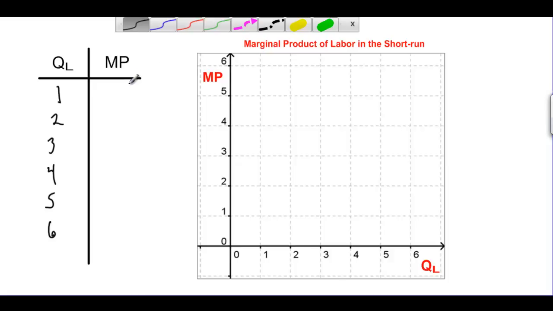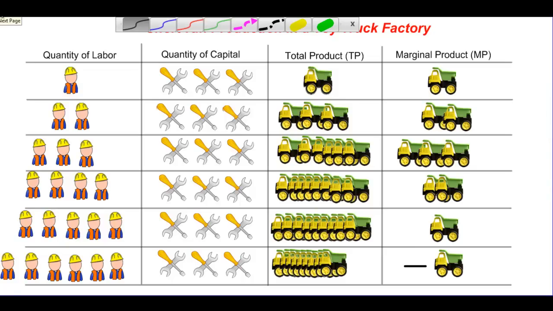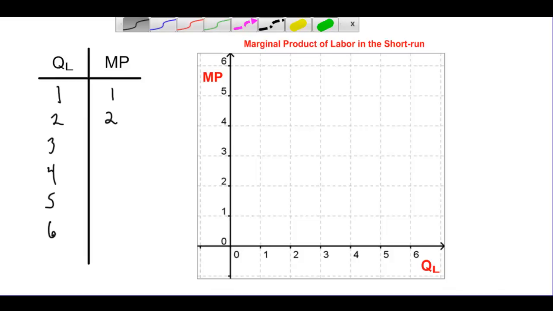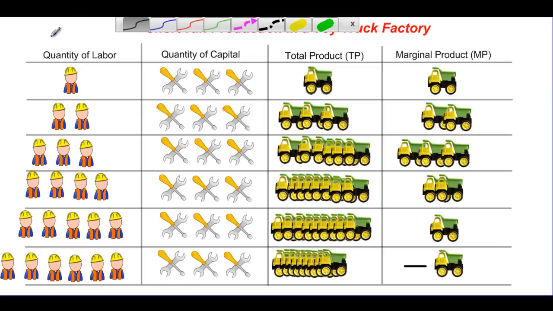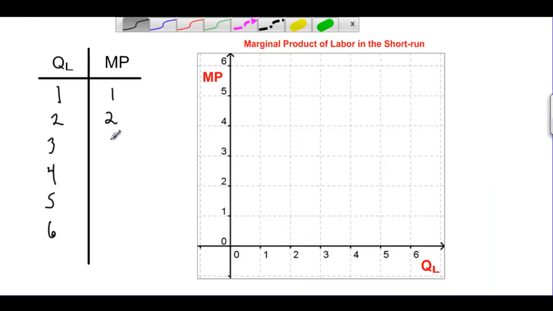At first, 1 worker contributed only 1 truck to the production process. The output attributable to the 2nd worker was 2 trucks, since capital was able to be used more efficiently. With the 3rd worker, we saw marginal product go from 2 to 3, and total product increased from 3 to 6 trucks. Capital is now being used very efficiently. With the 4th worker, however, total output increased to only 8 trucks, meaning that the 4th worker added only 2 additional trucks to the total output of this firm.